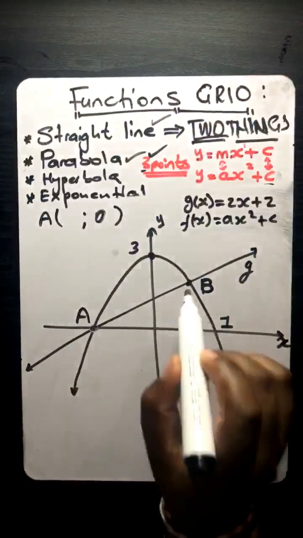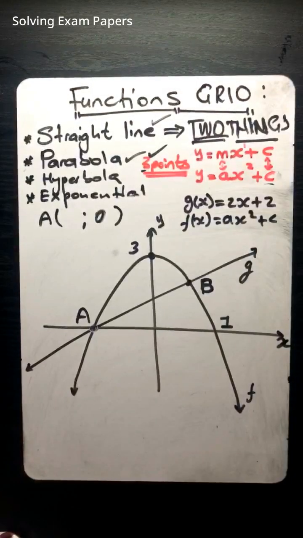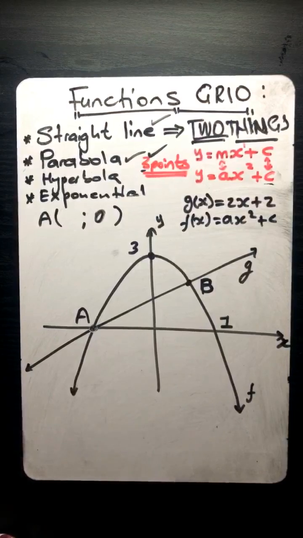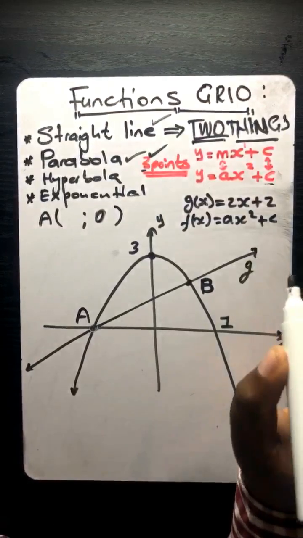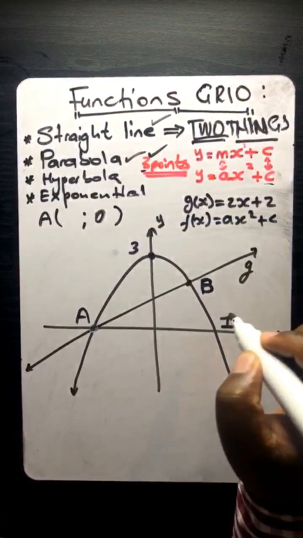So point B, is it on G, or is it on F, or is it on both? It also looks like it's on both. Yes, 100%, it's on both. So you need to be able to notice whether a point is on a certain function or is on both.